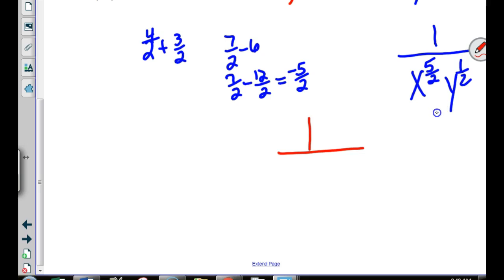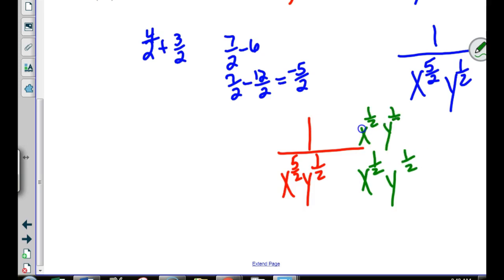Does anybody know how many more x's we'd need to make that a nice whole number? Yes. So if we left it like it is, we could multiply by another 1/2 an x on the bottom, and that would turn out nice. And how many y's would we need to make this turn out nice? 1/2. We do it to the bottom, we've got to do it to the top. So we'd end up with x to the 1/2, y to the 1/2 here.